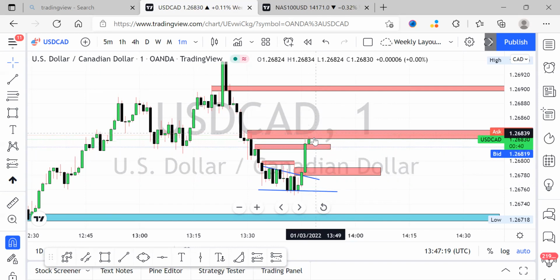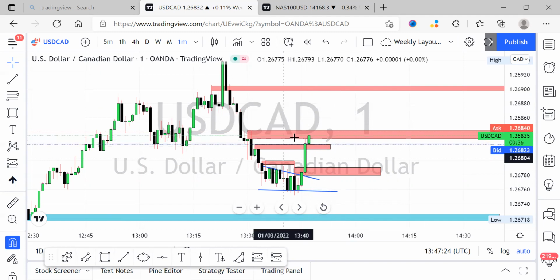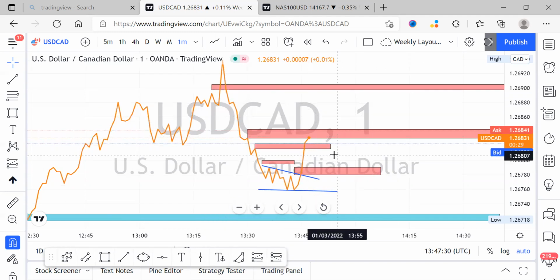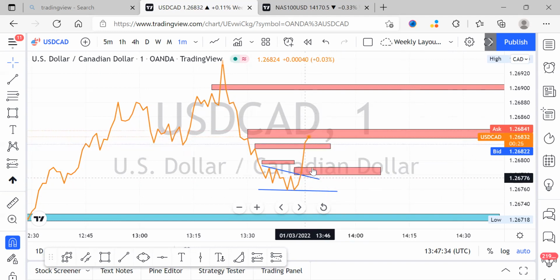This candle, is it going to break this zone, then go to the next zone? If not, it'll start to reverse. Let's now go back to the line chart. Is it going to reverse? This is how you could be seeing this on a line chart compared to a candlestick analysis.